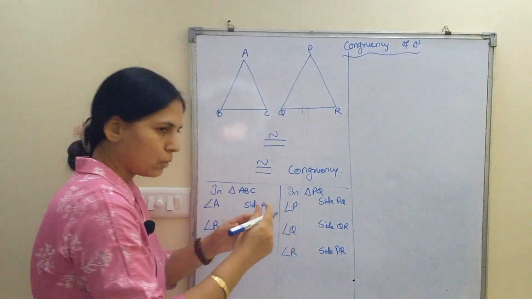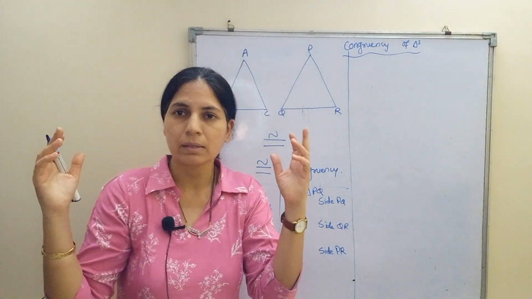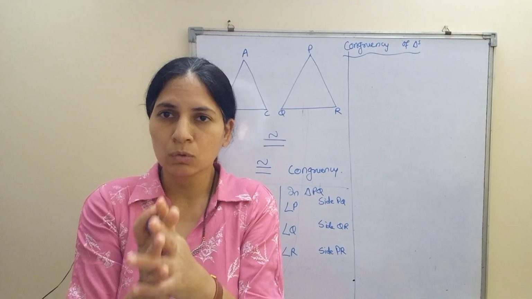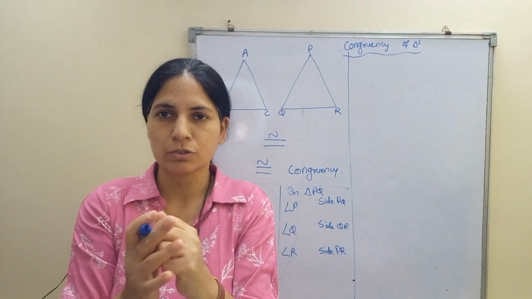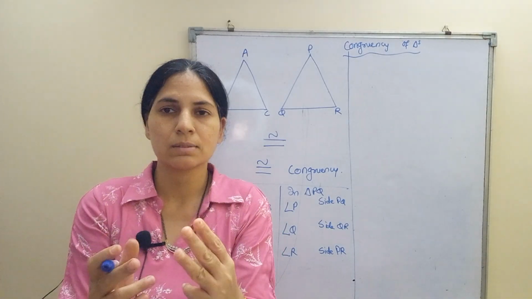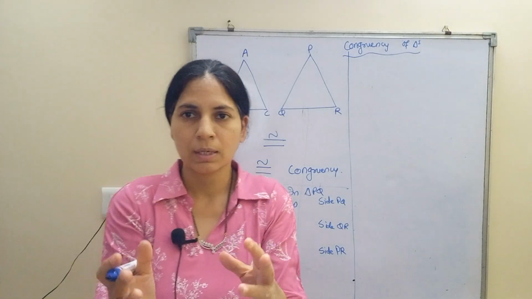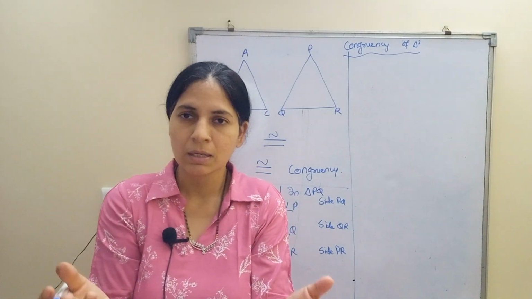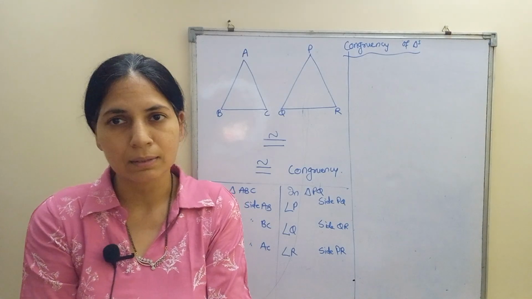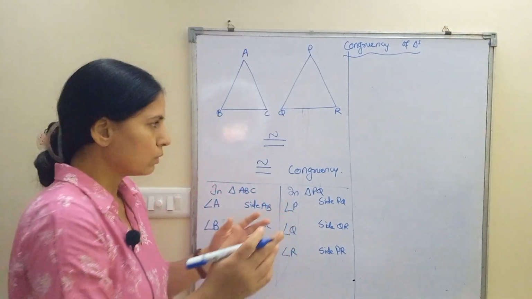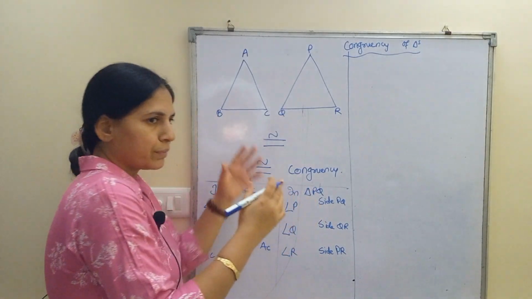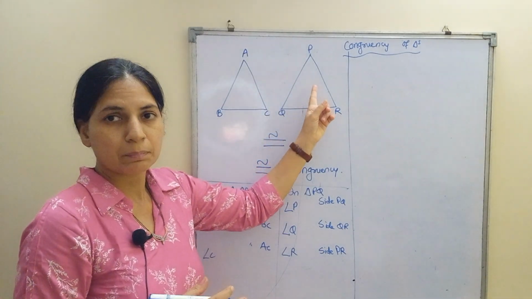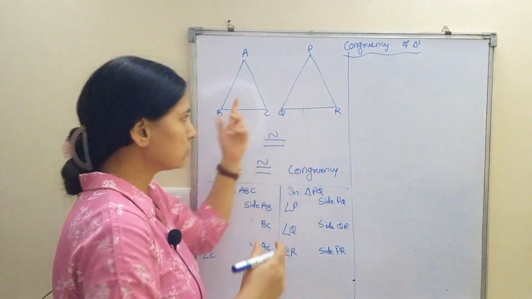Now how will you know whether the triangles are congruent or not? To see whether the triangles are congruent or not, we need three conditions. Only three things need to be equal to each other. It could be two angles and one side, it could be all three sides, it could be two sides and one angle. So for example, if I say that triangle ABC is congruent to triangle PQR, I'll consider this.